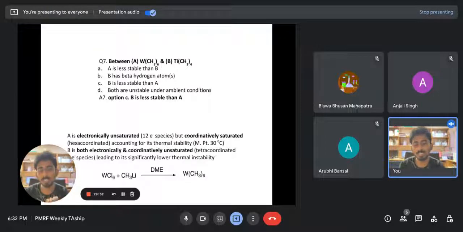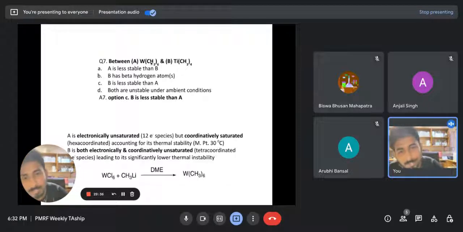Now coming to the question, which of the options is correct? Now you see in the first compound, tungsten belongs to the chromium group: chromium, molybdenum, tungsten.